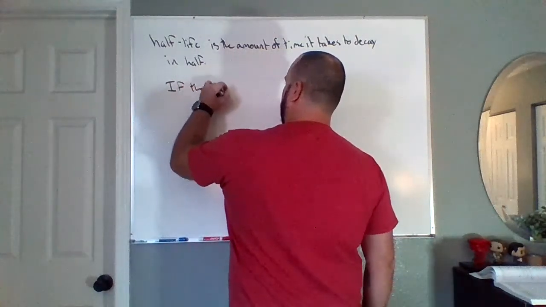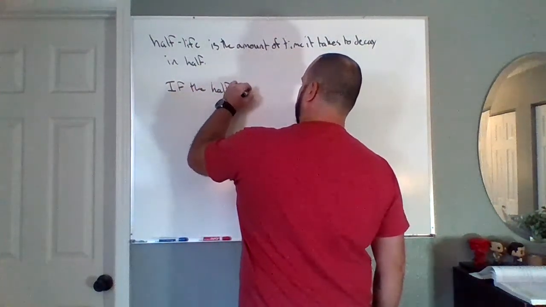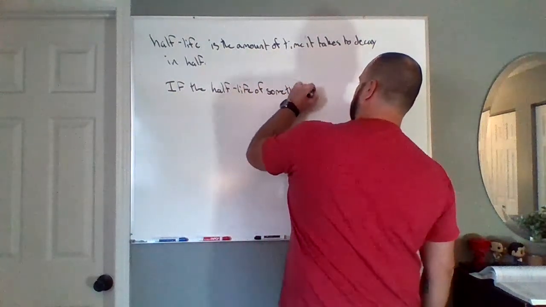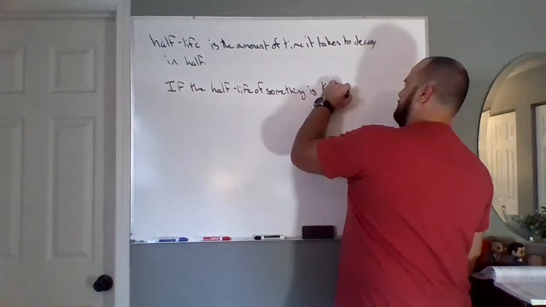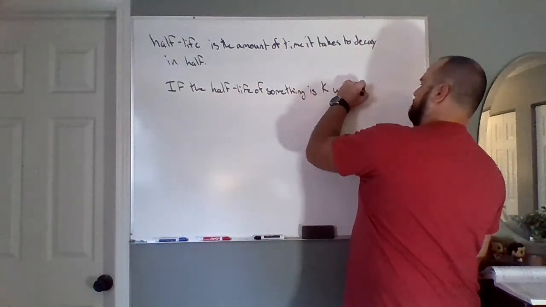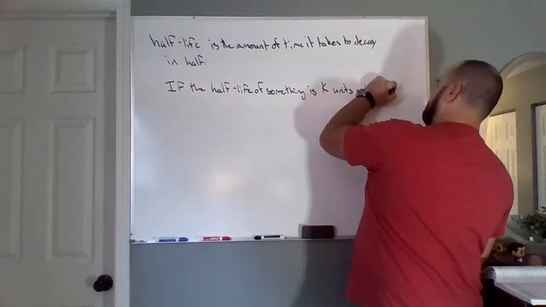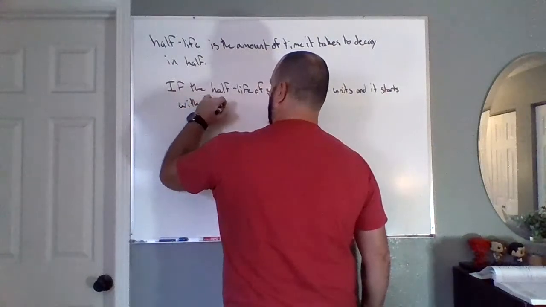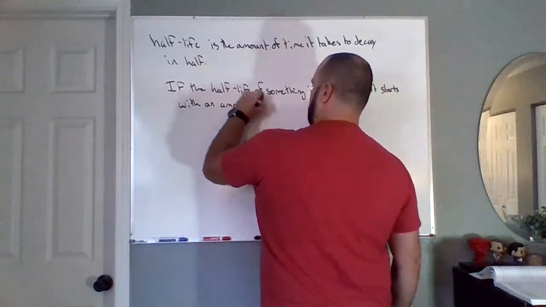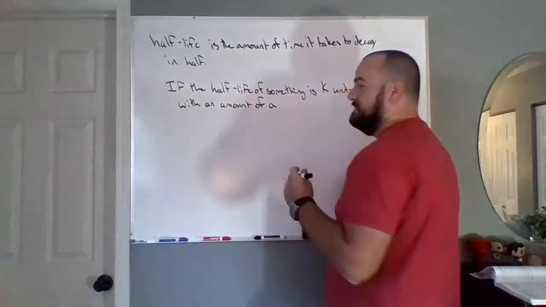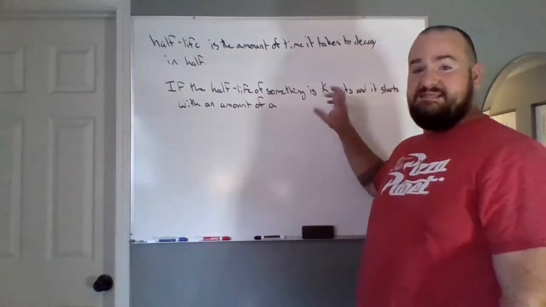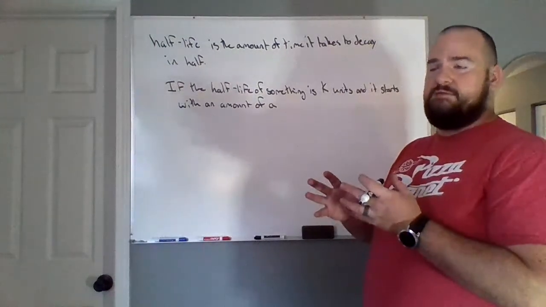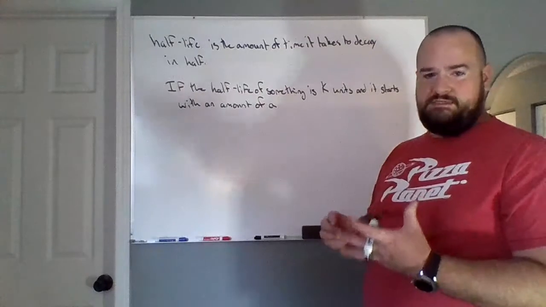If the half-life of something is k units, and it starts with an amount of A, okay? So this is our initial amount here, and k is the number of half-lives. So in our previous problem, the A here would be the initial 33 psi that we have in the tire. The k would be the 20 minutes, okay?